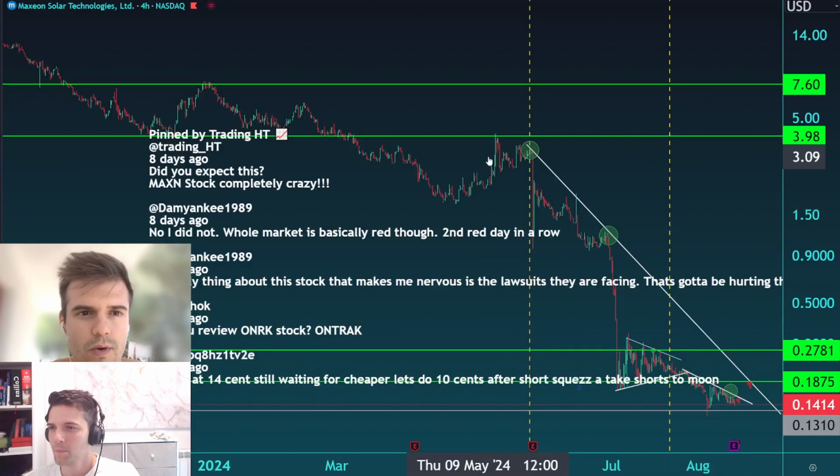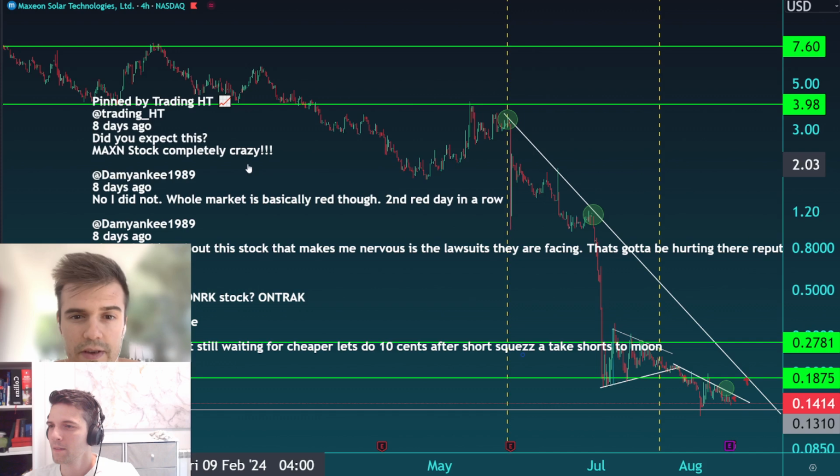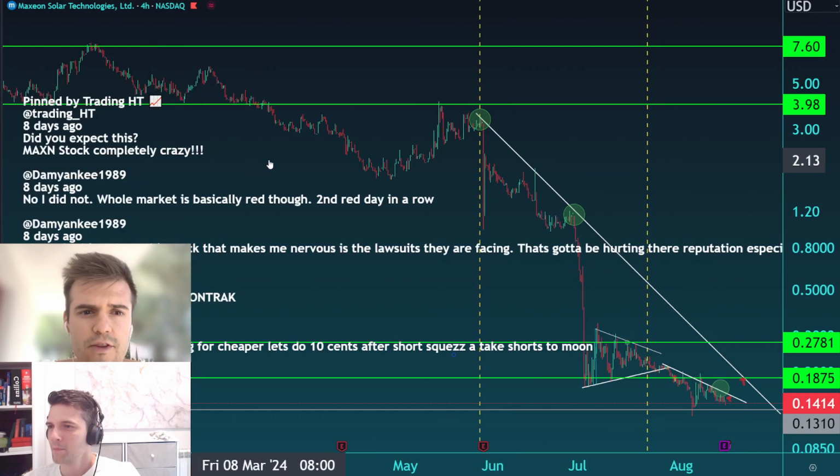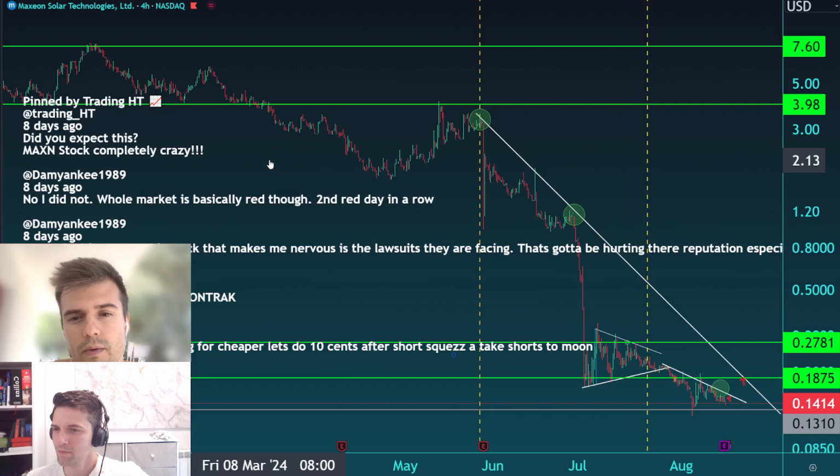Okay, so first we have right here our fixed, pinned comment, as usual: Did you expect this Maxeon stock completely crazy? And we have an answer from Damn Yankee 1989. Very interesting. No, I did not. Whole market is basically red, though. Second red day in a row. So he didn't expect this kind of downtrend that we asked 8 days ago. Thank you for that answer right there.